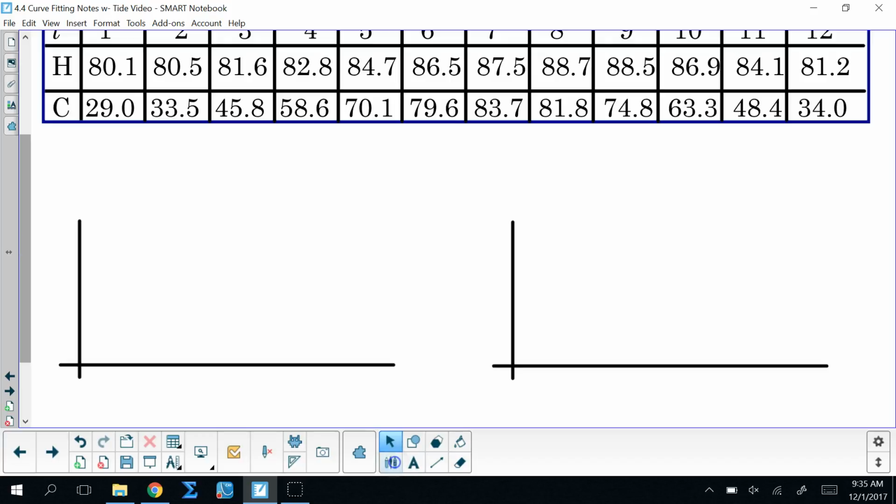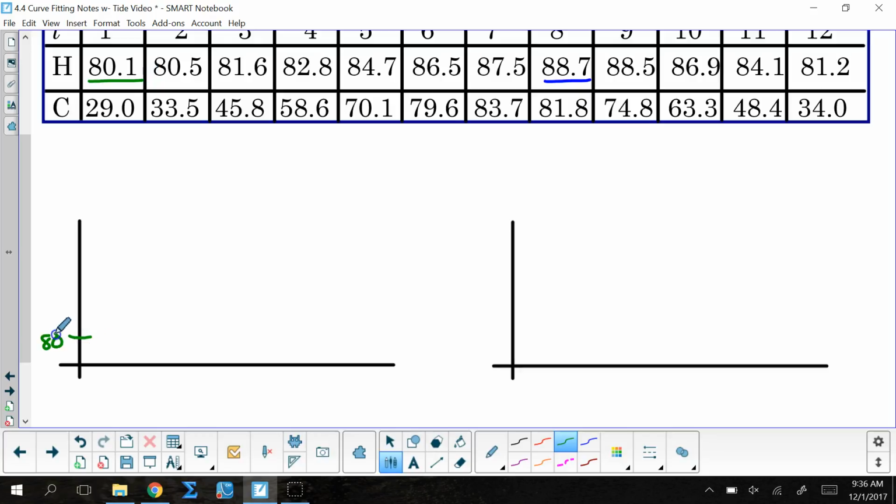All right, so let's graph these points. What's my high? 88.7? Yes? So that's my high. What's my low? 80.1? Okay. So I'm going to go with 80 there and roughly 89 there. And these, again, are just going to be kind of roughs.